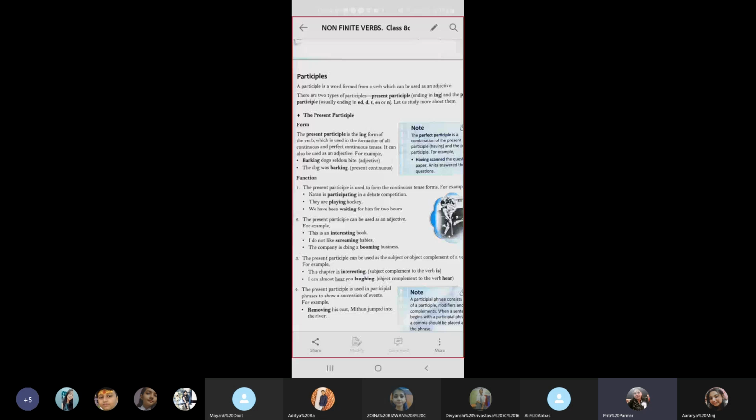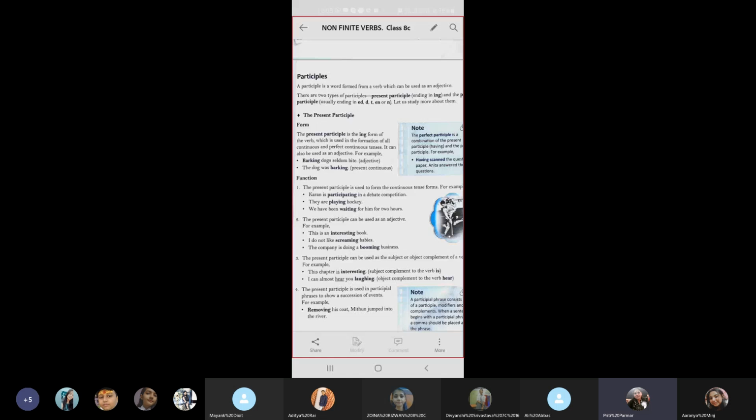Next, the present participle is used in participle phrases to show a succession of events. For example, removing his coat, Mithun jumped into the river. So you can see this. It's a present participle which is used as a principal phrase, a basic phrase for any particular sentence.